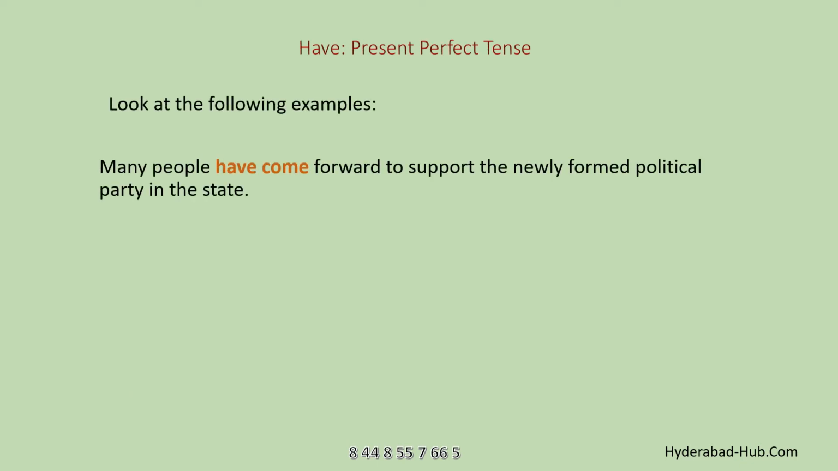Look at the following examples. Many people have come forward to support the newly formed political party in the state. In this sentence, we mention a significant action, an important action, that is, many people have come forward to support the newly formed political party. But we have not mentioned when the people came forward to support the political party.